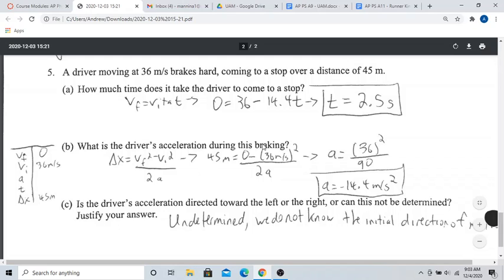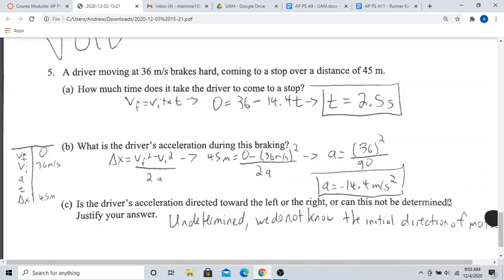What's the acceleration during this braking? Go through, do all the math, plug in correctly. The acceleration should be negative 14.4 meters per second squared.